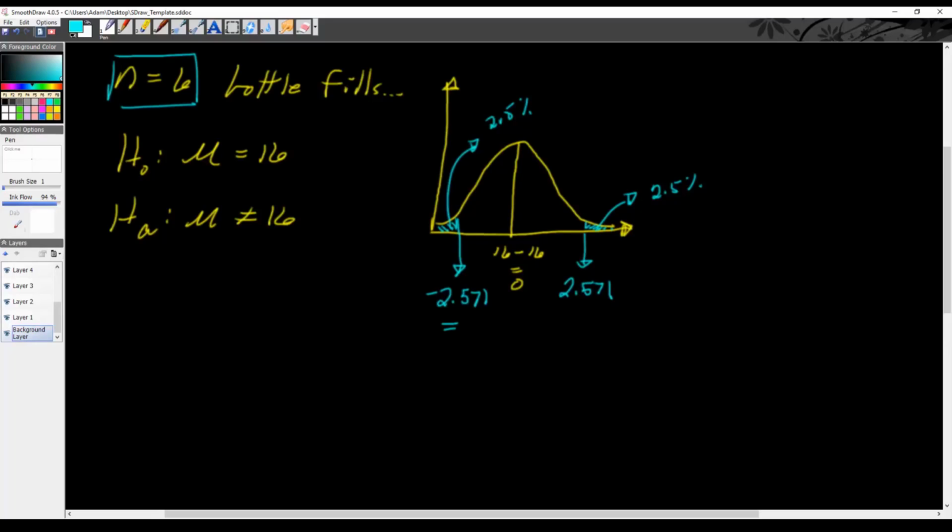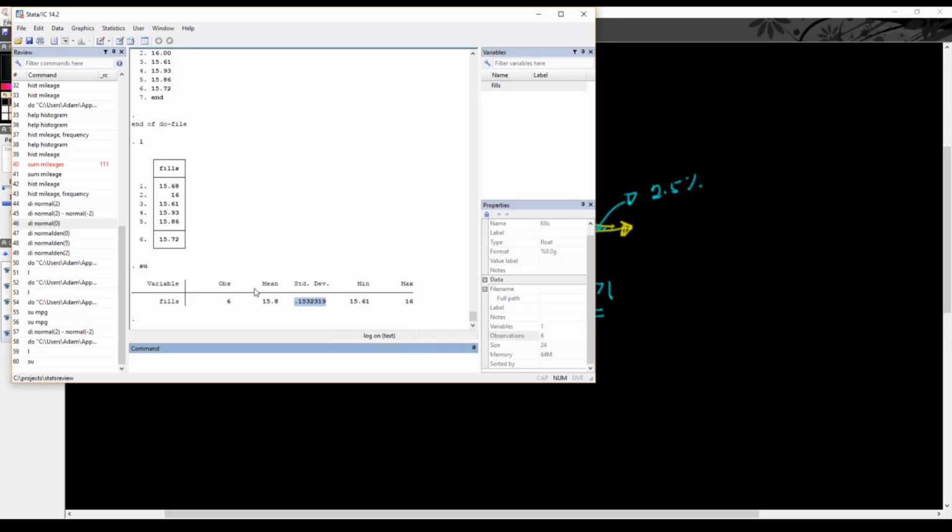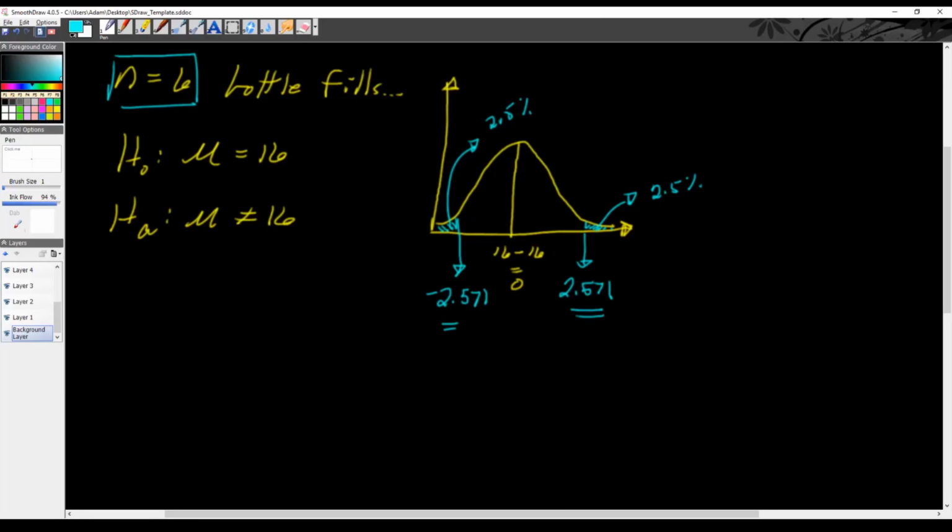But we have to compare the critical value to the calculated value. Remember, this negative will come into play now that I think of it, because we got a sample mean less than the hypothesized value. So basically what we need to do is standardize our sample mean. If I go to Stata, I see the sample mean is 15.8.